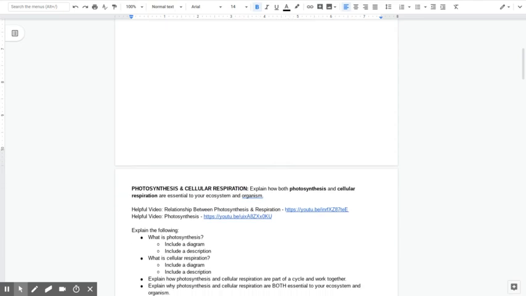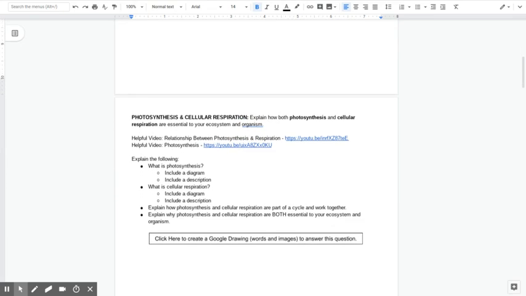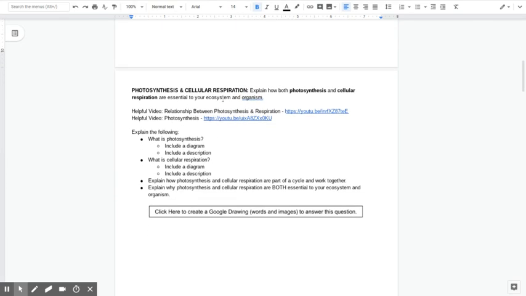So second section here is photosynthesis and cellular respiration, which seems like a lot, but as you watch these videos, you realize it's pretty simple stuff. It's the interaction between plants and animals and how we share oxygen and carbon dioxide back and forth. So you will be looking at photosynthesis and cellular respiration, explaining how they're part of a cycle and work together, and explain how it's both essential for your ecosystem and organism.